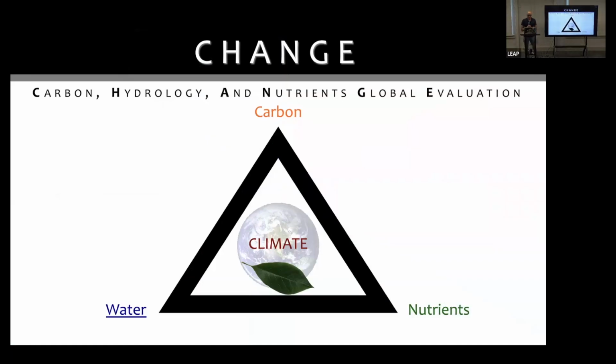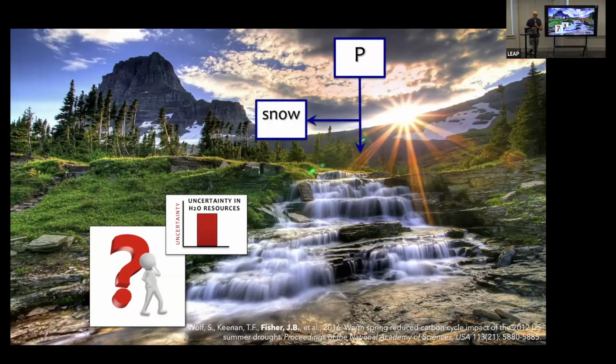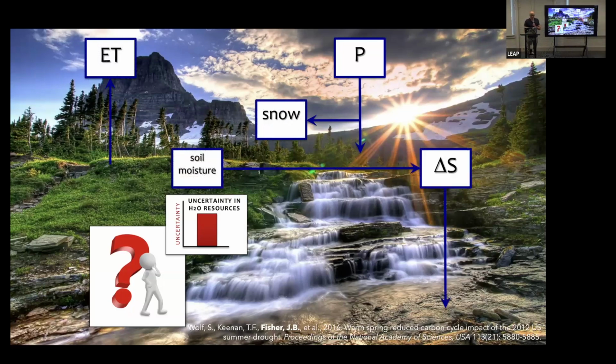All right, last node of the change diagram, water, right? This is the big one for us humans. We want to be able to grow food, right? We need water to grow food. And there's uncertainty associated with our water availability, associated with uncertainty in rain and snow and evapotranspiration and soil moisture and the groundwater change and our runoff. But we can now see from space every component of the water cycle.